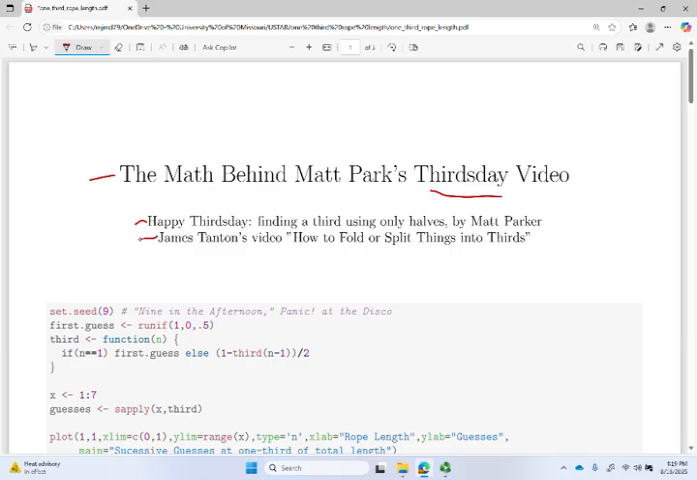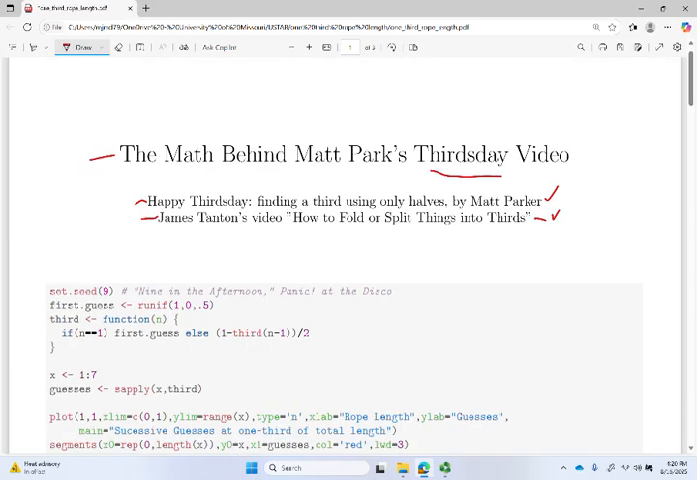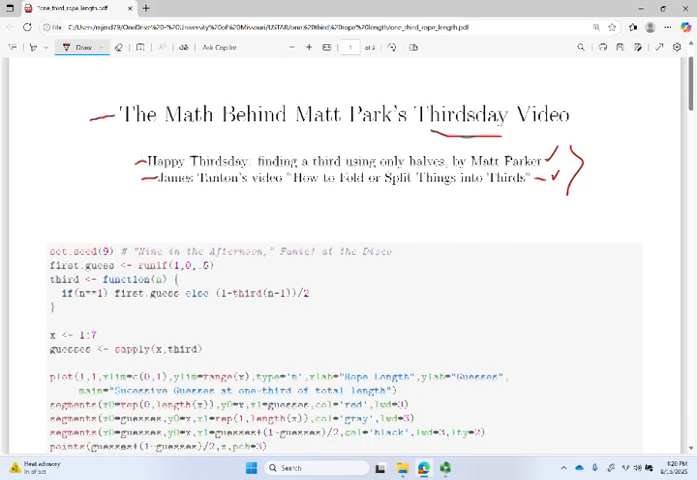He references a video by James Tanton on how to fold or split things into thirds. Matt Parker used a rope, James used a tie, and they also used pieces of candy to divide it into thirds. So let's quickly describe what they illustrated. There was no math in those videos, and that's kind of what spurred this video on.